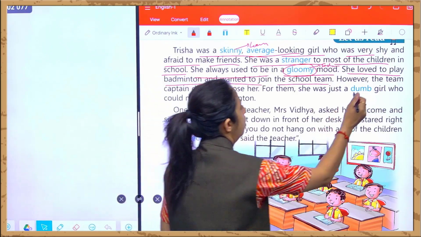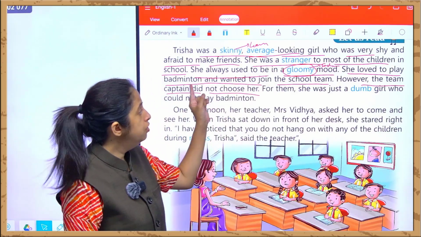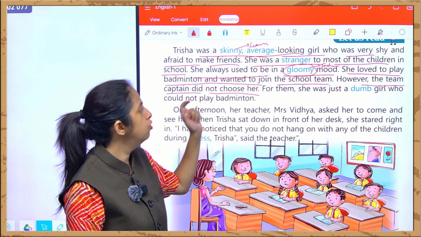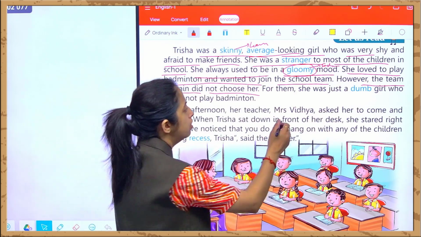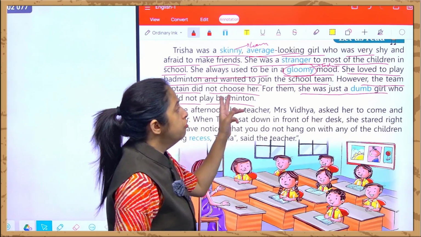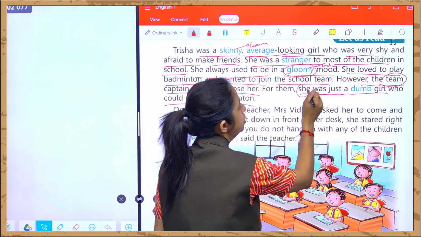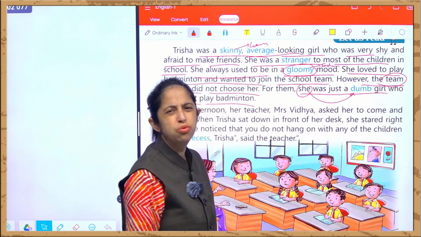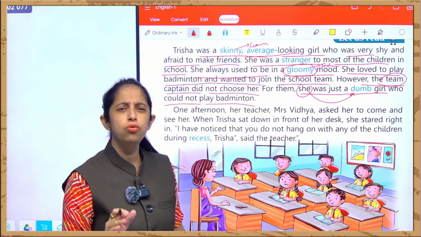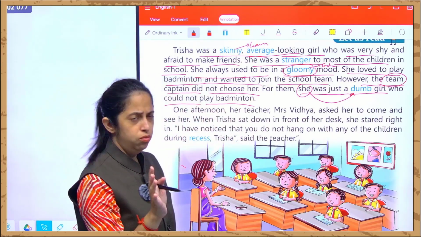That's it. However, the team captain did not choose her. She wanted to join the team, but the team did not choose her. So for them, she was just a dumb girl who could not play badminton. For whom? For the team. She was a very dumb girl. Dumb girl means who is least trusted, who does not speak much, who does not take part in any of the events. Okay.